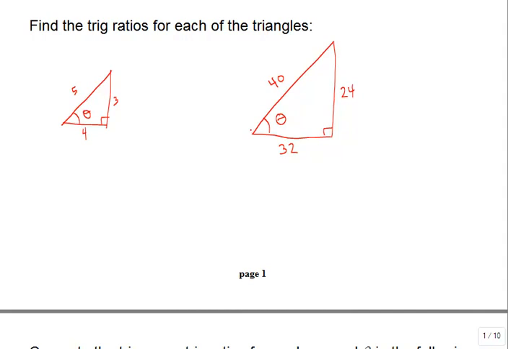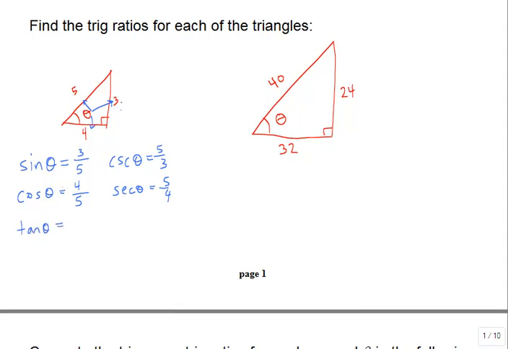If we take a look at the trig functions, the way that these would be defined would be: sine of theta is going to be the opposite side, which is this 3, over the hypotenuse, which is this 5. Therefore, cosecant of theta is the reciprocal of that, 5 over 3. Cosine of theta is defined to be adjacent, the side touching angle theta, so that would be that 4, over the hypotenuse, which is that 5. Therefore, secant of theta would be the reciprocal, 5/4. And finally, tangent of theta would be opposite, which is 3, over adjacent, which is 4.